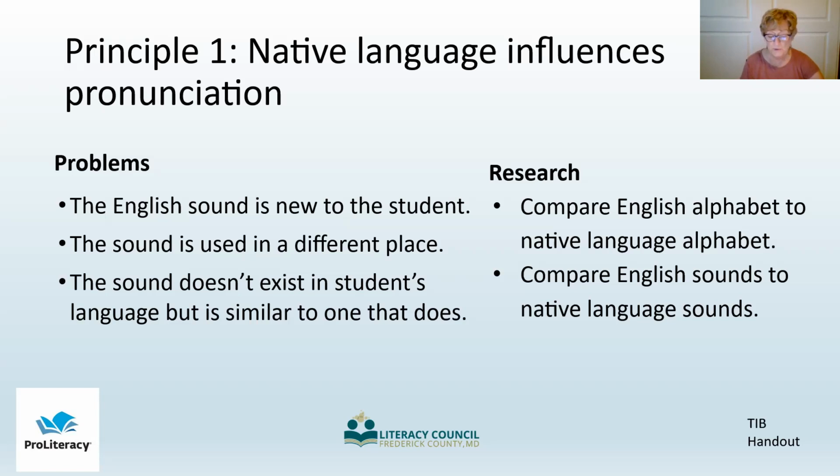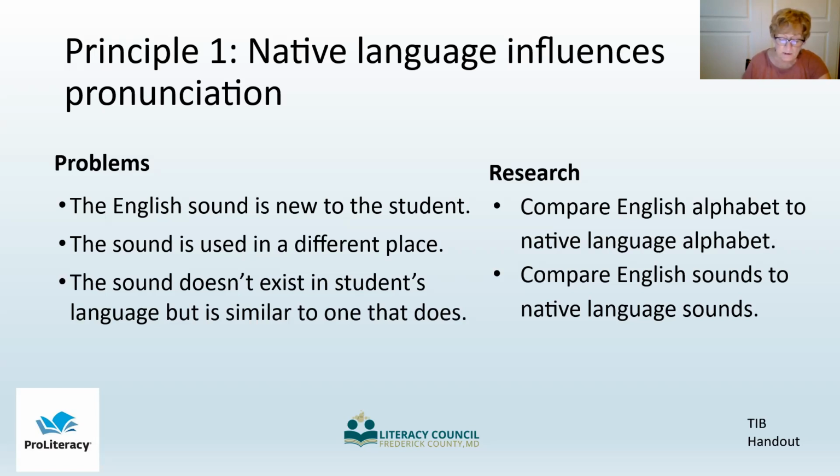There are three major reasons students have problems with individual sounds. First is that the sound is new to the student. For example, because French has no sound for th, a French speaker learning to say thank in English might say sank or tank instead. The second reason is that the sound exists in the student's native language, but in English it comes in a place that's strange to them.